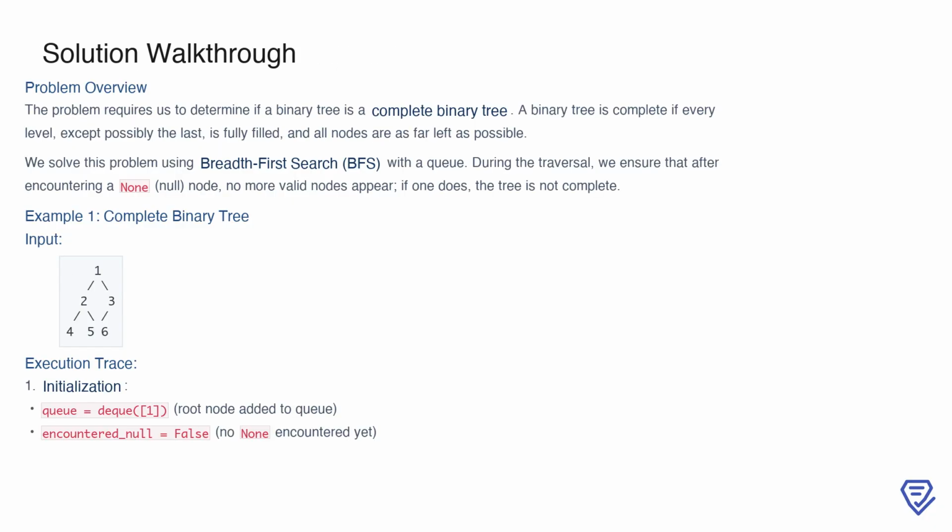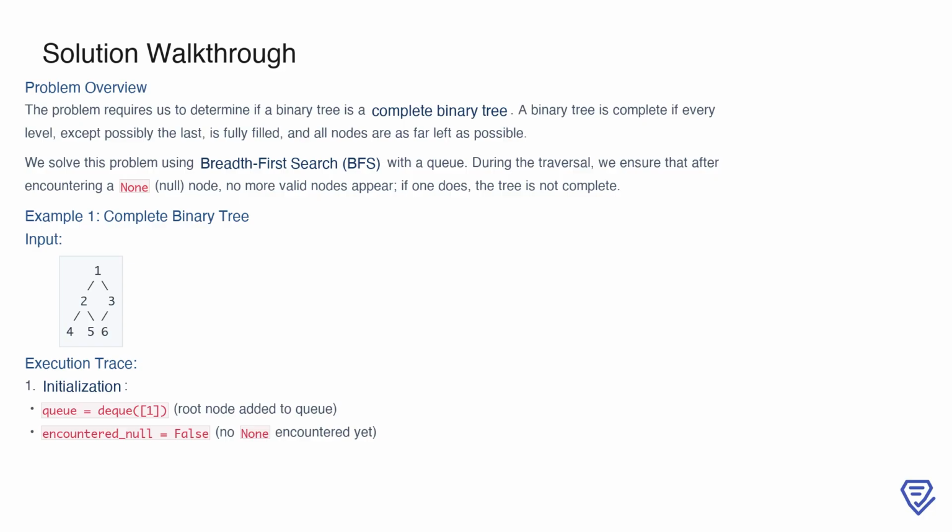To determine if a binary tree is complete, we need to check two key conditions. First, all levels except the last must be fully filled, and second, any nodes on the last level should be as far left as possible. To solve this, we use breadth first search, or BFS, with a queue to systematically traverse the tree level by level. During this traversal, it's crucial to monitor if we encounter a none node. Once a none is seen, no valid nodes should appear afterward. If any non-null node is found after a none, it means the tree is not complete.